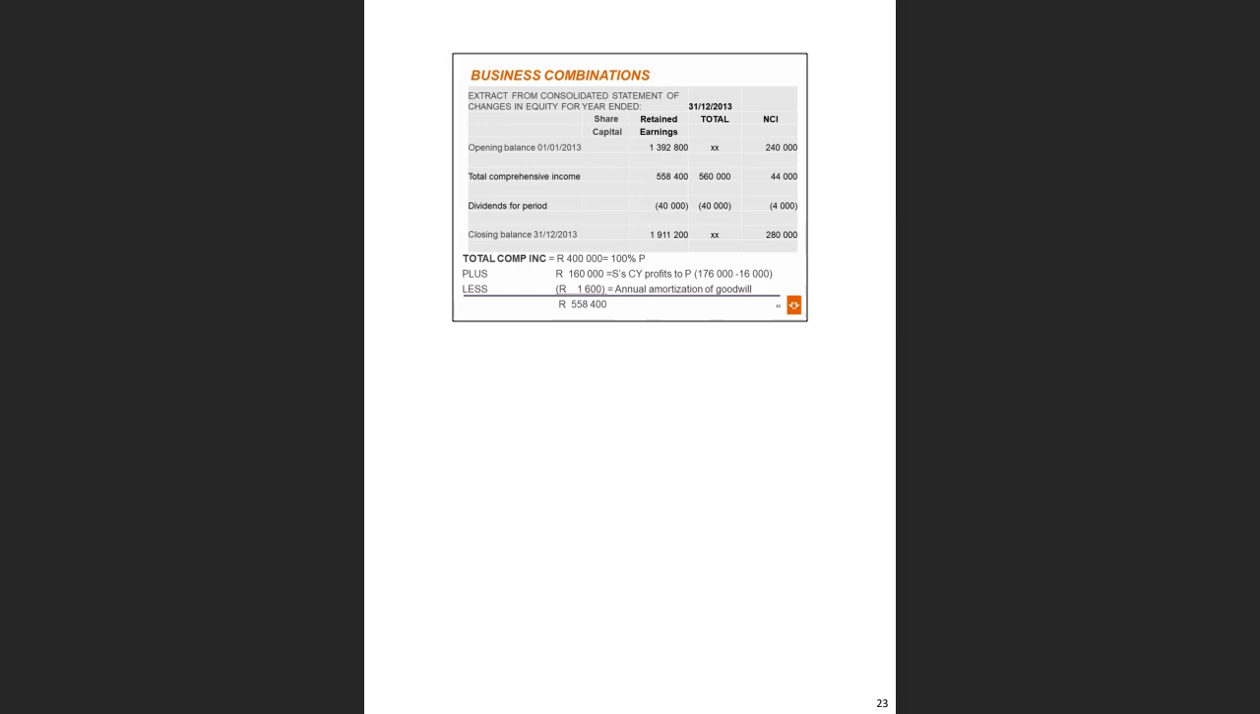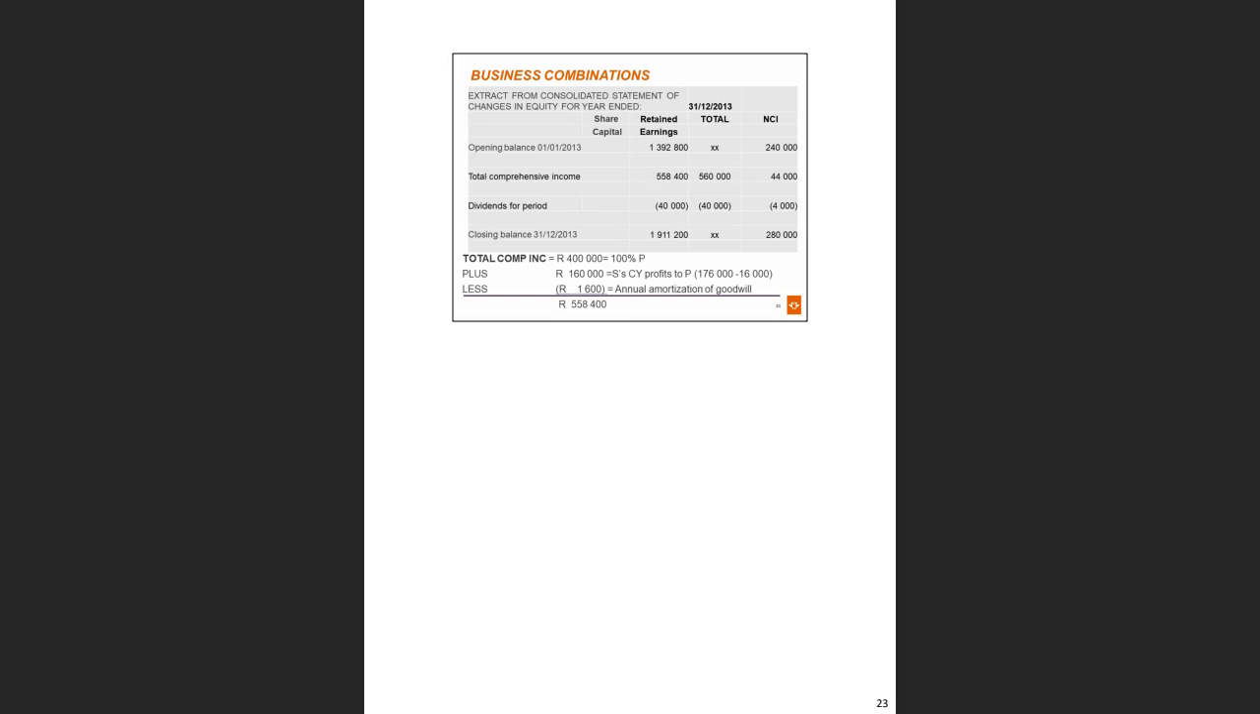Let me just go back to the question so I can show you where the information is. If you look at the question there, I'm not going to put it on the screen because it's quite far back. But if you have a look at the question, it said P made a profit after tax of 400,000 in the scenario and declared dividends of 40,000. Okay, so these dividends were declared and we're going to show that in our group financial statements.